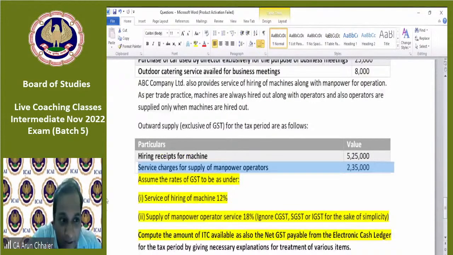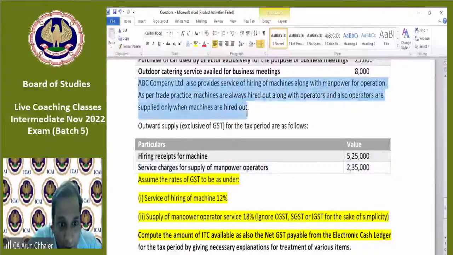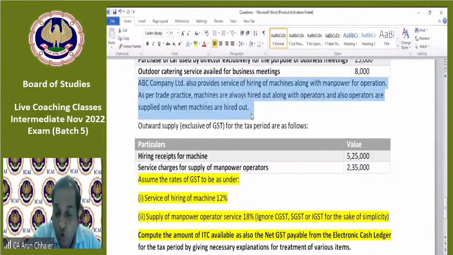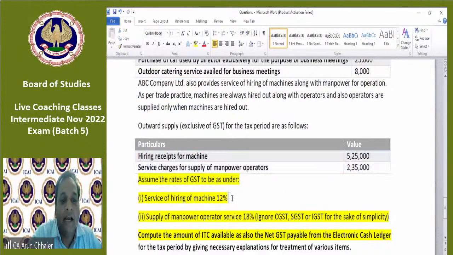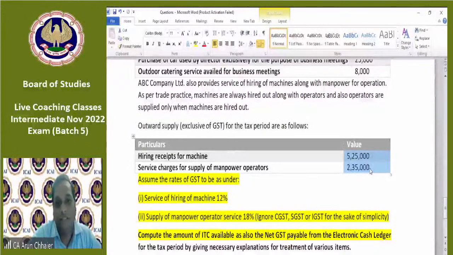In the above para, we have understood that it is the normal business parlance, a naturally bundled transaction, and therefore it is a composite supply. So on the entire value, the rate of tax would be 12%. Absolutely correct.